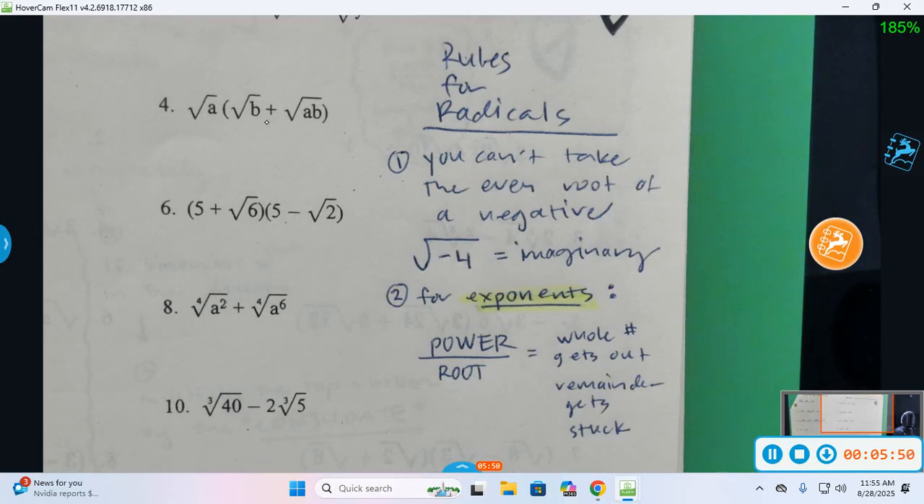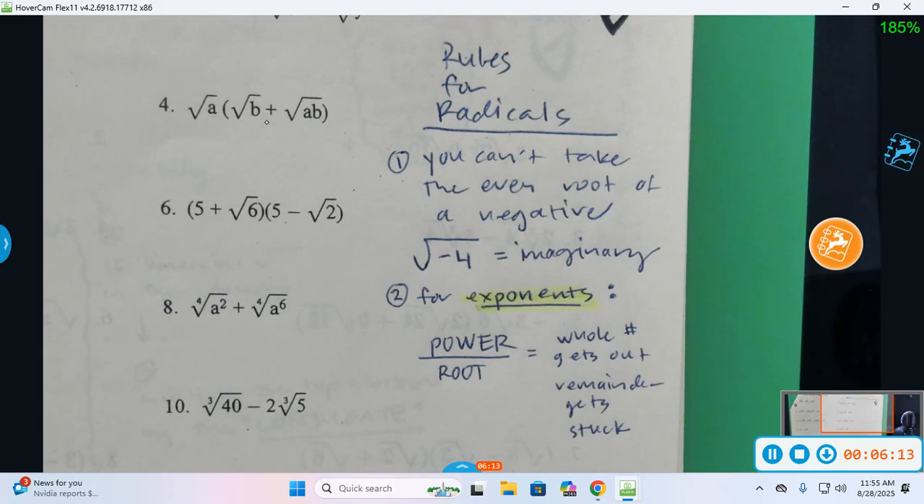Now I'm going to have to turn my paper because I want to actually do some things on the left. So those are our rules. Number one, you can't take the even root of a negative. I'm pretty sure that's not going to come up today, but it will come up in a couple days when we study imaginary numbers. And you'll learn that the square root of -4 is 2i, and the i stands for the imaginary part. But again, that's not going to affect you today. I'm just going ahead and telling you.